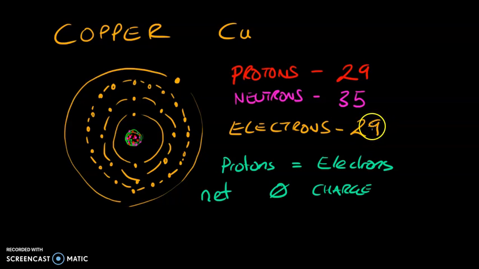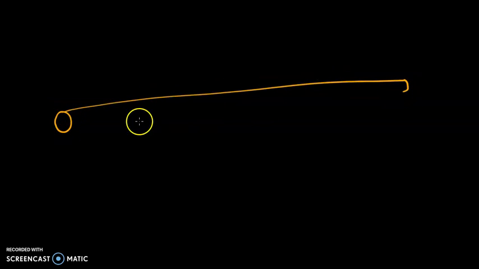So how do we get electricity to flow? Well, that comes with the structure of copper as a material. So let us have a look at a conductor, a length of copper wire.